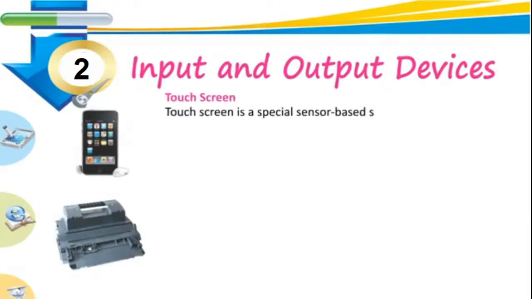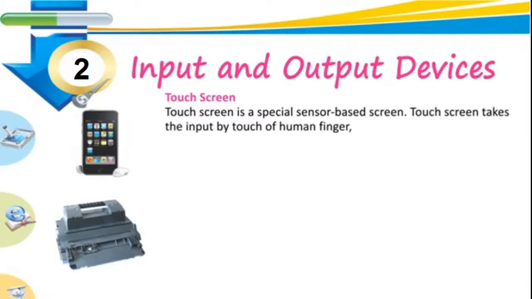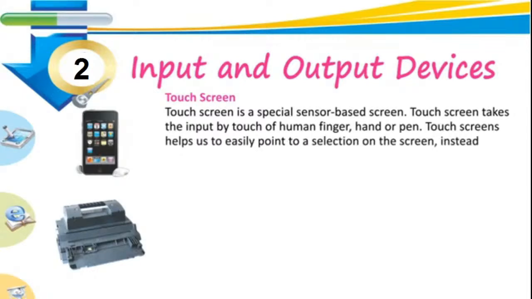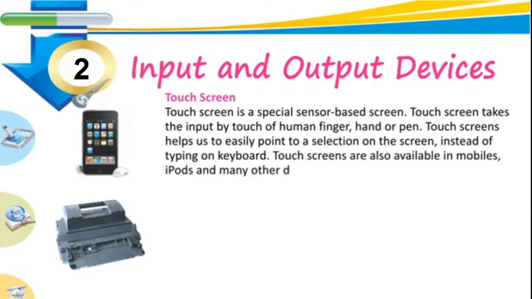Touchscreen. Touchscreen is a special sensor-based screen. Touchscreen takes the input by touch of human finger, hand or pen. Touchscreens help us easily point to a selection on the screen instead of typing on keyboard. Touchscreens are also available in mobiles, iPods and many other devices.